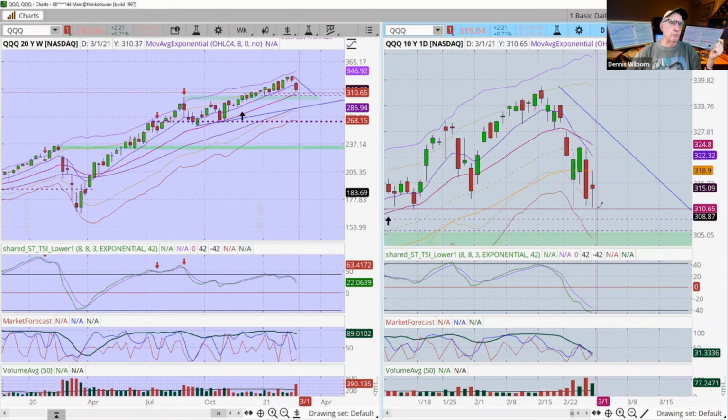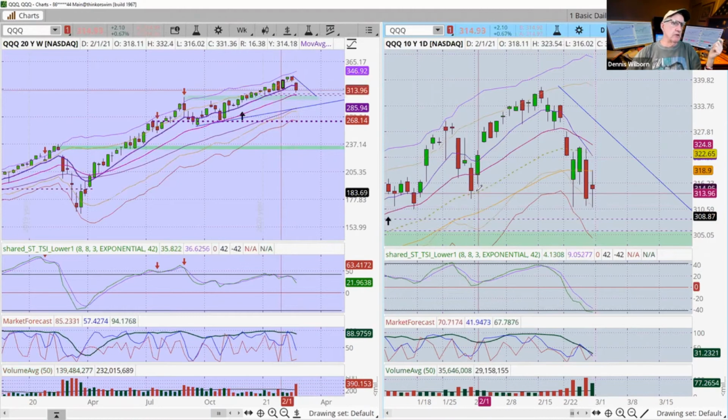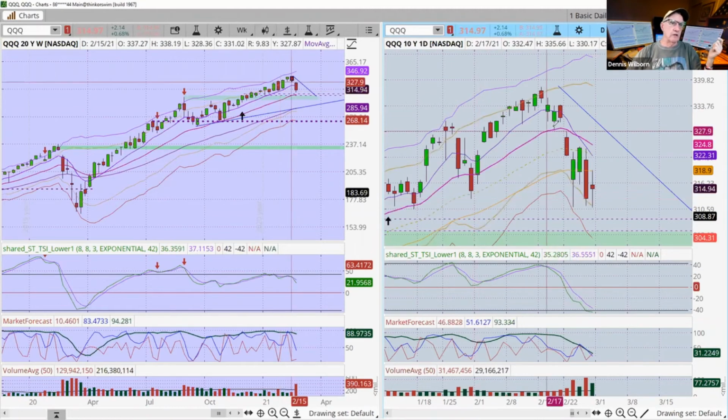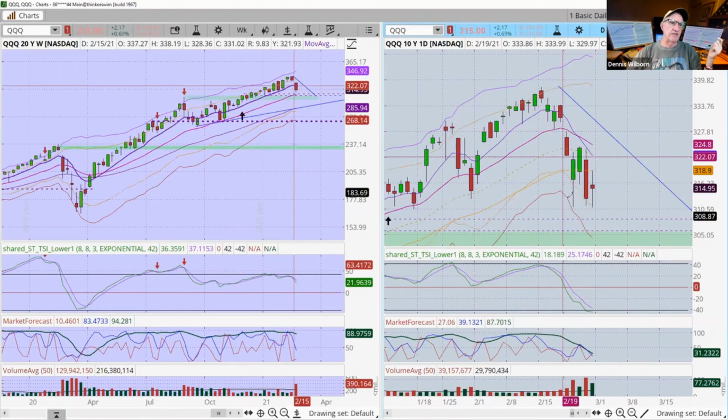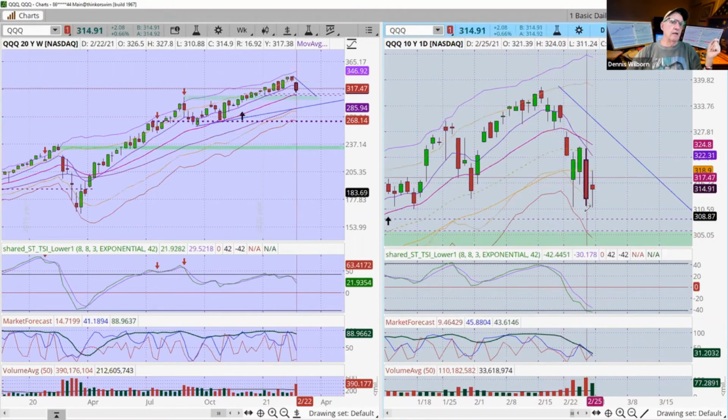If, of course, we break below this level, because we have now set up. Did we get a close below it? We have not had a close below that low right there yet. Correct, we did get a close below that low. So we do have a setup for lower lows and lower highs.